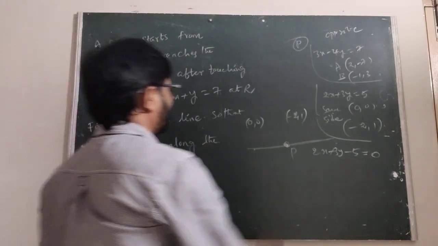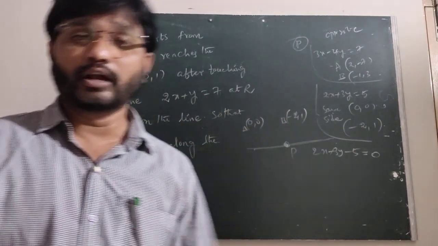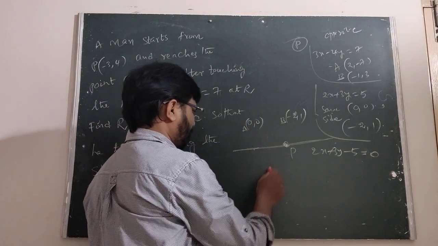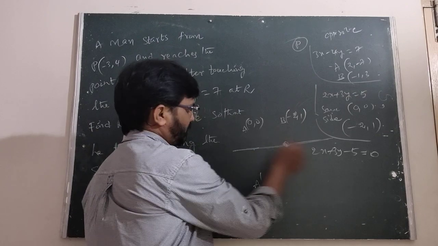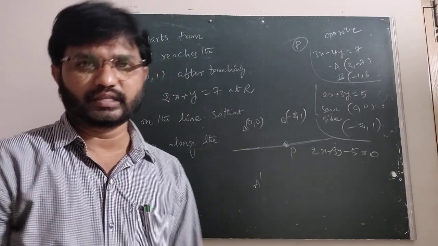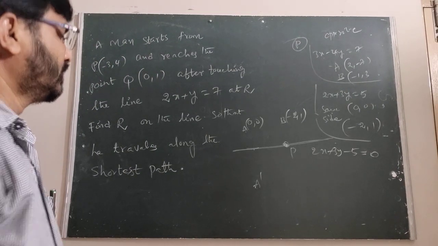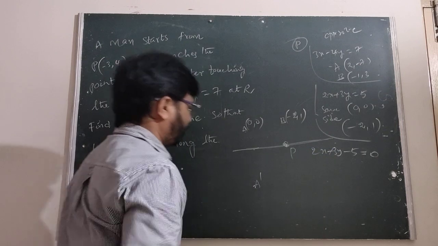First of all, we take the given points as A and B. Now we have to find the image of A. The image of A is A dash, with respect to the line 2x + 3y - 5 = 0. Therefore, now we have to find the image; we take it as (h, k).